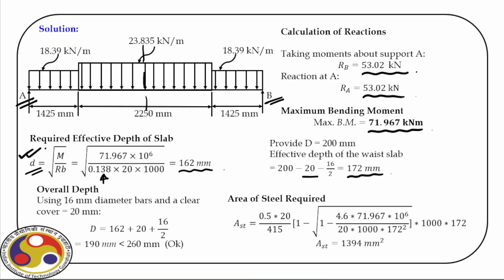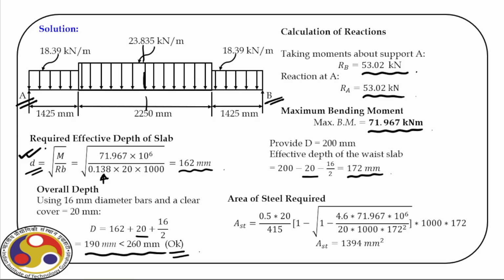Then the overall depth can be calculated. Overall depth will be 162 plus 20 plus 16 by 2, which is 190, and that is less than the depth we have provided, which is 260 if you recall. So the design is okay.